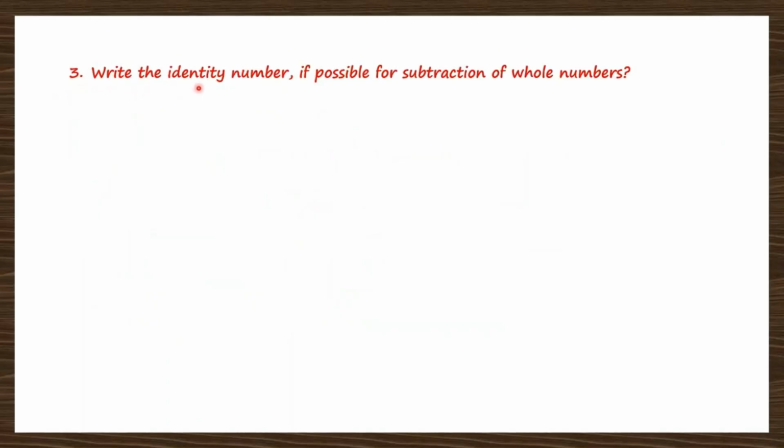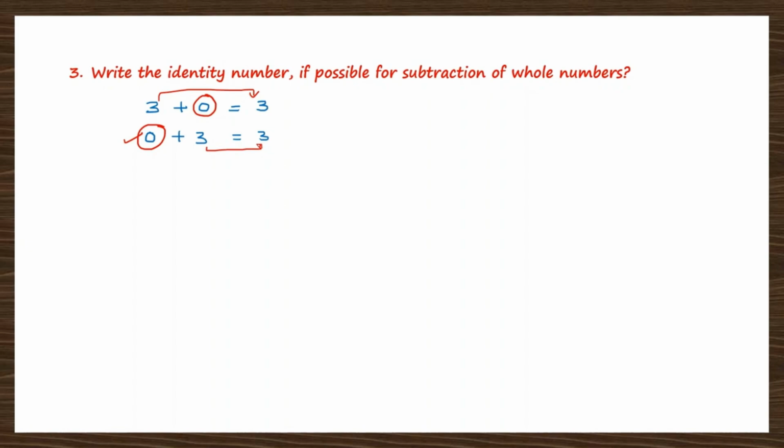Question 3. Write the identity number if possible for subtraction of whole numbers. So let me explain this with the help of an example. So let me do it for addition first. Now when a number is added to 0, now 3 plus 0 will give us back the same number, isn't it? Similarly, if I say 0 plus 3, we get back 3. So the number like 0, when it is added to a number, if it gives back that same number, then this 0 is called the identity number.